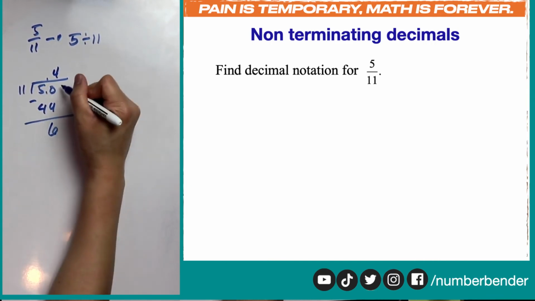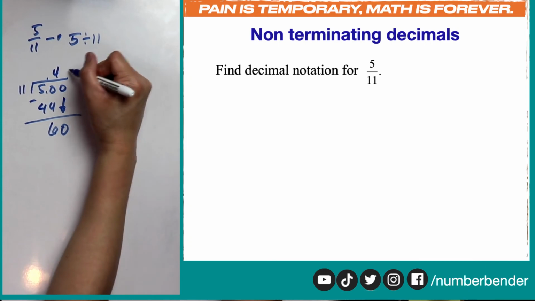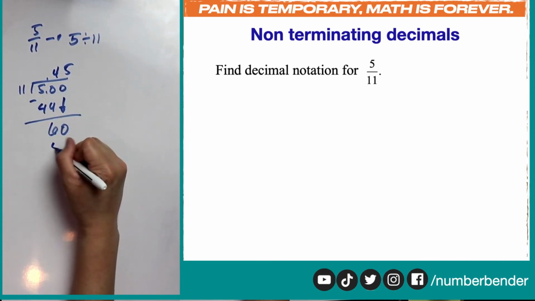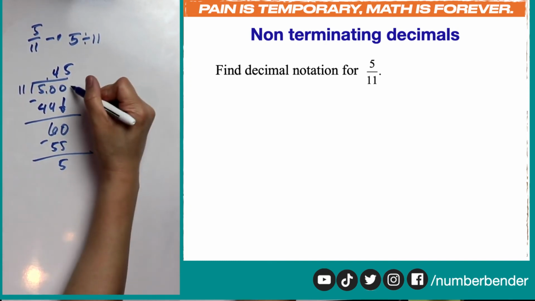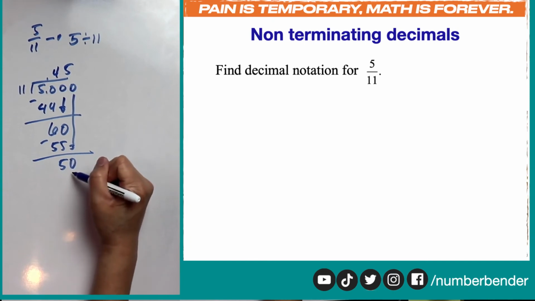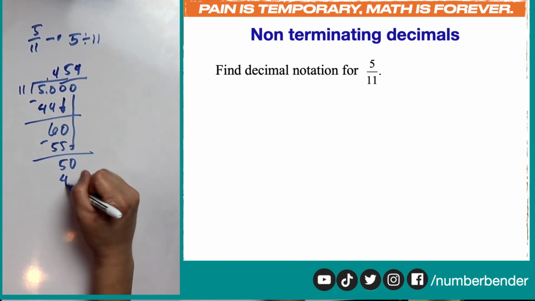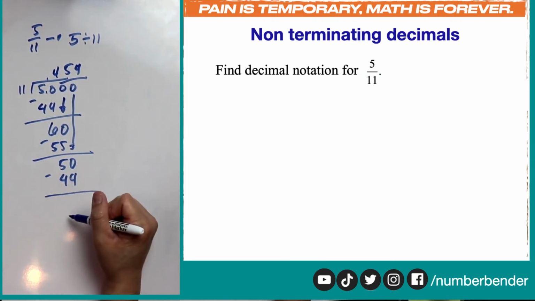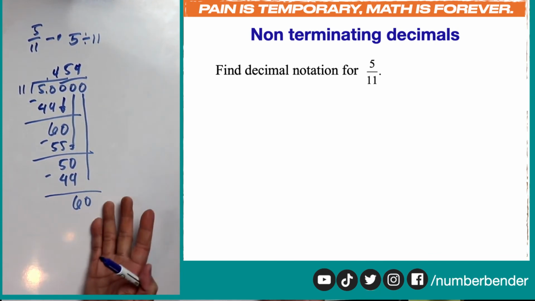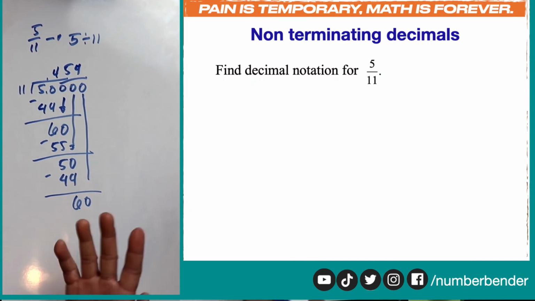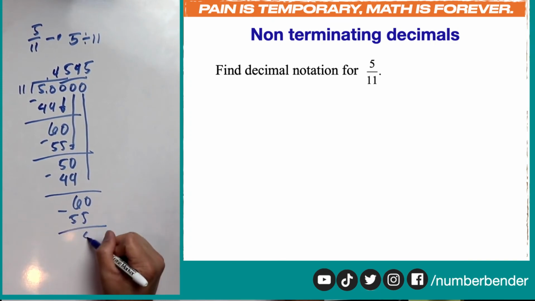11 can't go into 6, so we need to add another 0. How many times does 11 go into 60? 5 times. 5 times 11 is 55, and we subtract it. 60 minus 55 is 5. We can do this, so add another 0. 50, how many times does 11 go into 50? 4 times. We have 44, and we subtract it, and 50 minus 44 is 6, and we have another 0 to place with 6 so that we'll have 60, and notice that this will turn into 5, 55, and then 4.